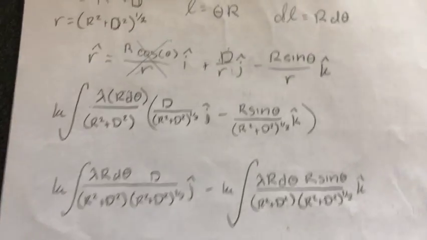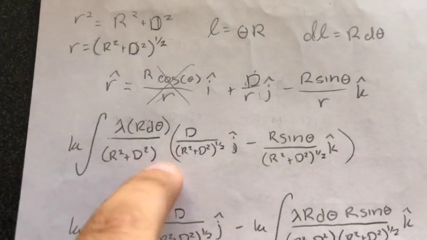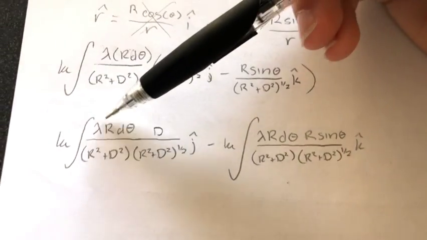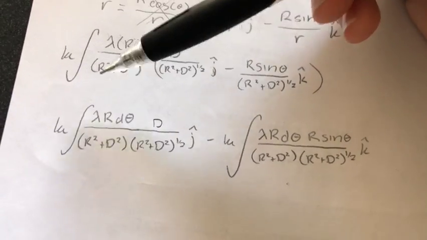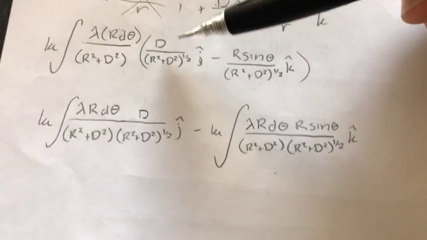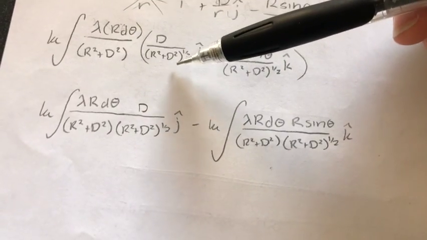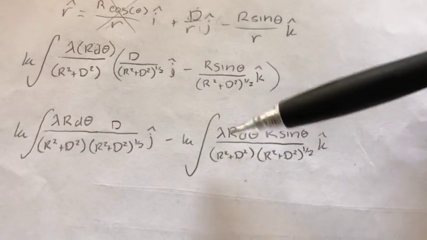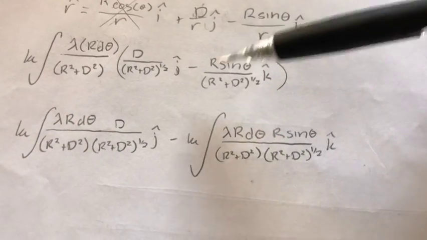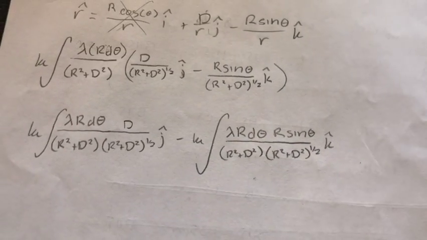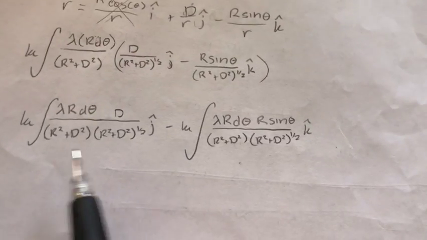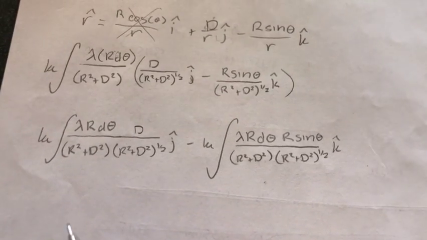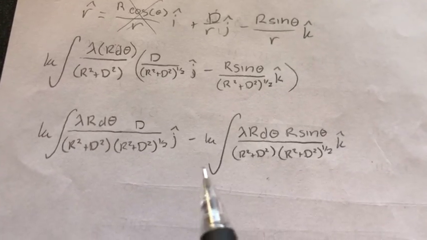So since we have this minus sign here, I just distributed it in and split it into the two different integrals. So we have the lambda r d theta from that over the r squared plus D squared, multiplied by the D over r squared plus D squared to the 1/2 j hat, minus, again, this lambda thing, this whole mess here, same thing. And now, since these have an exponent but they're the same base, I'm going to combine them, and it's going to be r squared plus D squared, all raised to the 3/2.